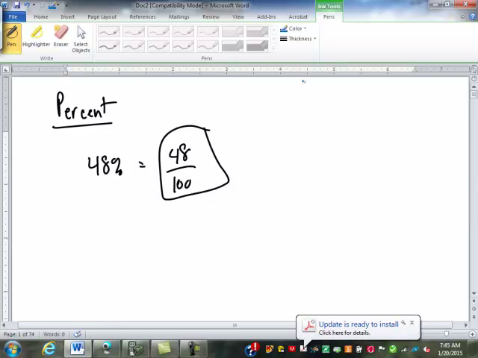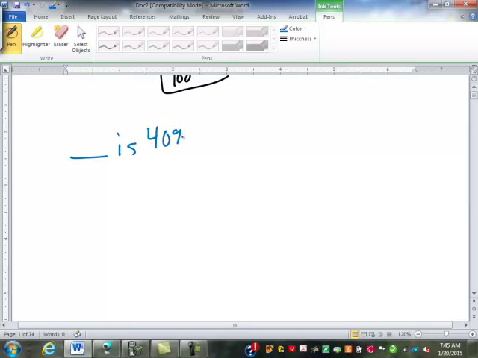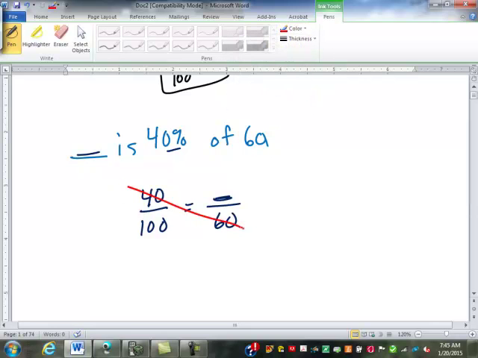And as we were doing some of our calculations, if we were to ask you blank is 40% of 60, we set this up. 40% is 40 out of 100. Out of 60, well, blank is 40, so the missing number goes with the 40. Out of 60 goes on bottom. We would cross multiply and divide. 40 times 60 is 2,400. Divided by 100 is 24.